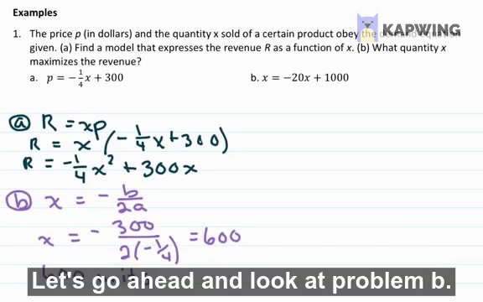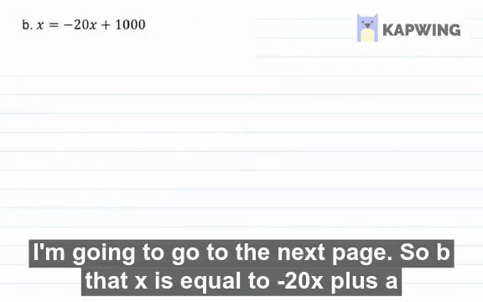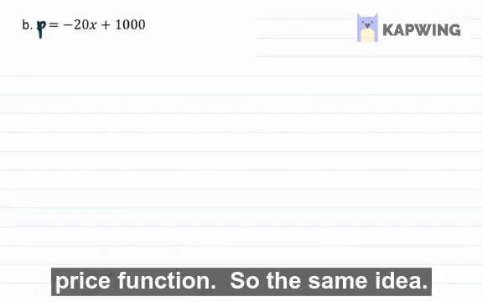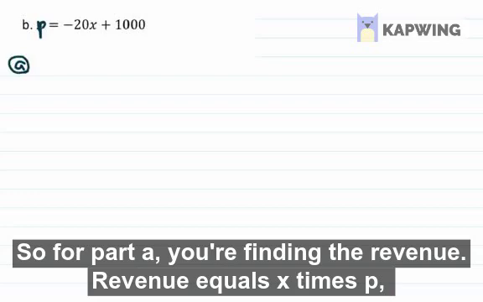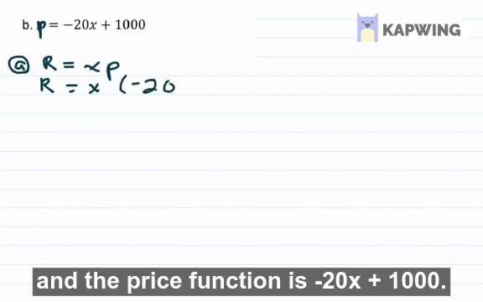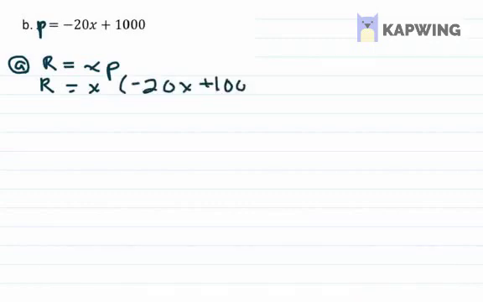All right, let's go ahead and look at problem B. I'm going to go to the next page. So B says that X is equal to negative 20X plus 1,000, but I'm pretty sure that's not supposed to say X. I think that's a typo. It should say P. So they give you that as our price function. So the same idea. So for part A, you're finding the revenue. So revenue equals X times P, where X again is always just X. So R equals X. And P is the price function. And the price function is negative 20X plus 1,000.